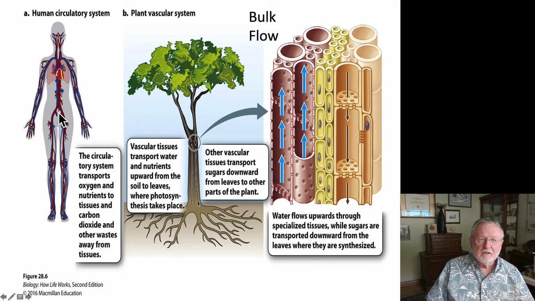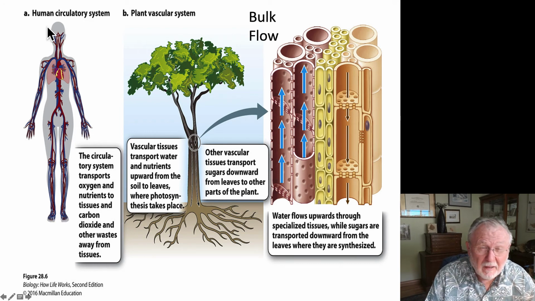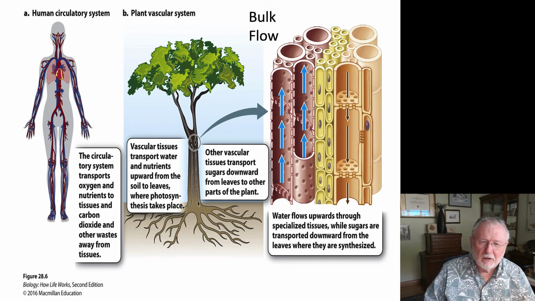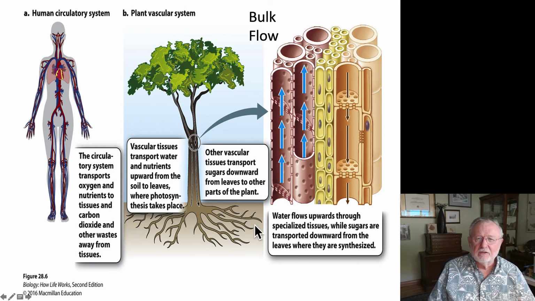So in humans, this transport system is associated with a circulatory system. Plants don't have a circulatory system, but they're equally complex. They have vascular tissues. Some transport water and nutrients up, and others transport nutrients and other materials downward. So rather than a circulatory system, they have a bidirectional vascular system. These are different ways of solving the same issue: bringing resources from one part of the organism to the next.